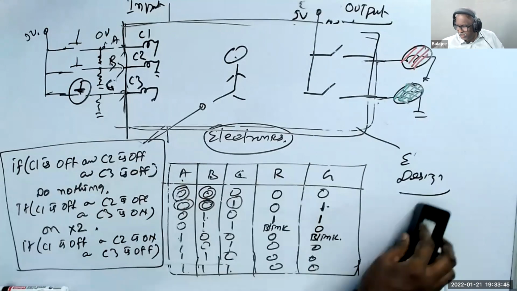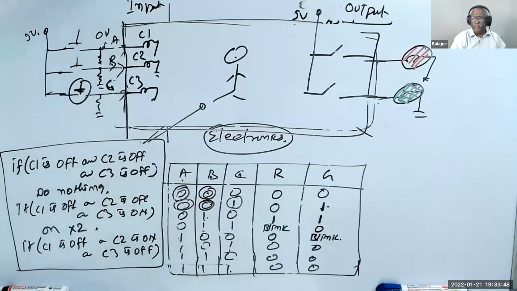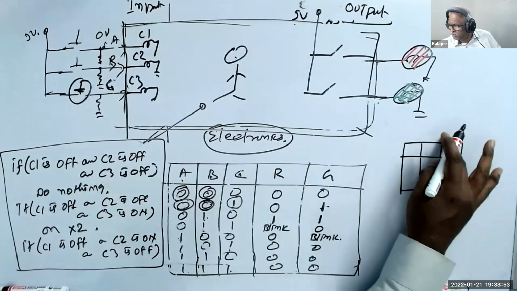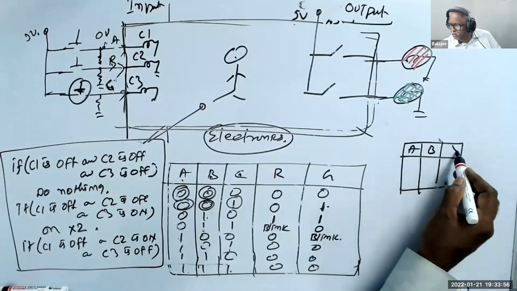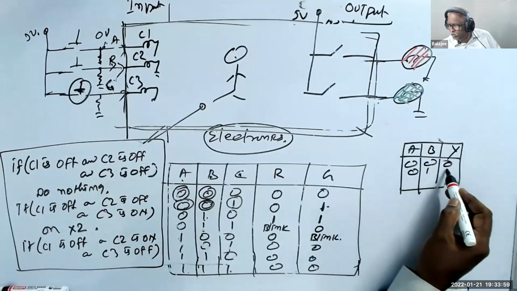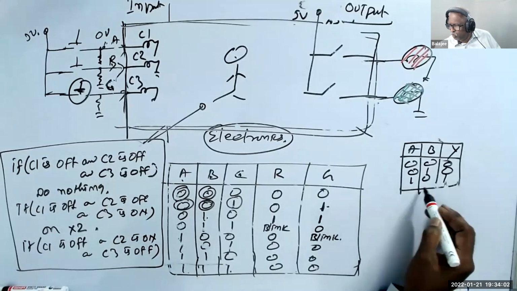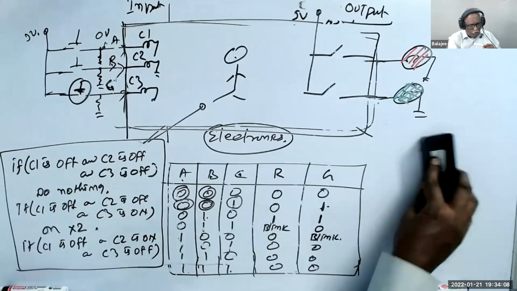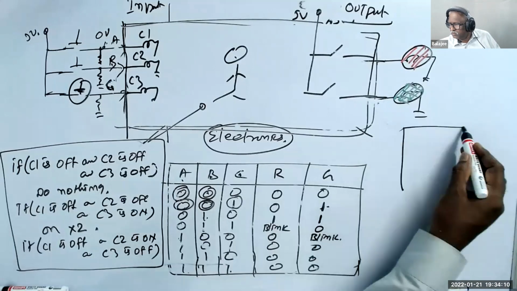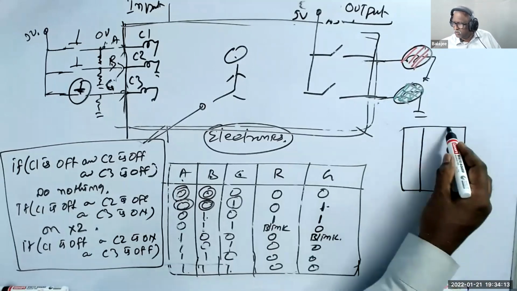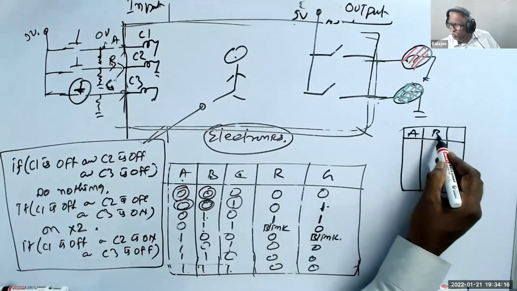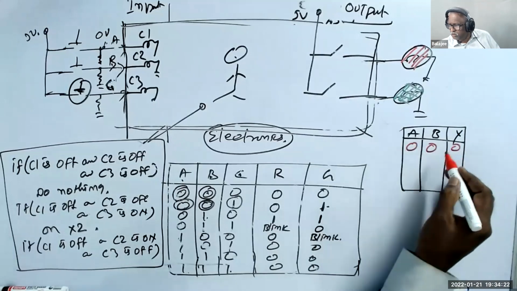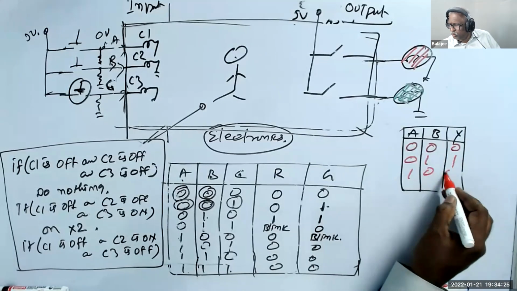Now let us remove the whole thing. Let me put a thing here. Let us say that I have only two inputs, one output. A, B, and Y. Let us make 4 combinations: 0, 0, 0; 0, 1, 1; 1, 0, 0; 1, 1, 1.